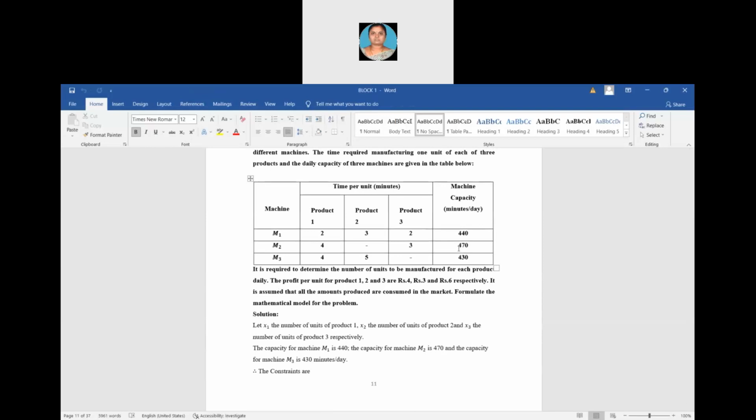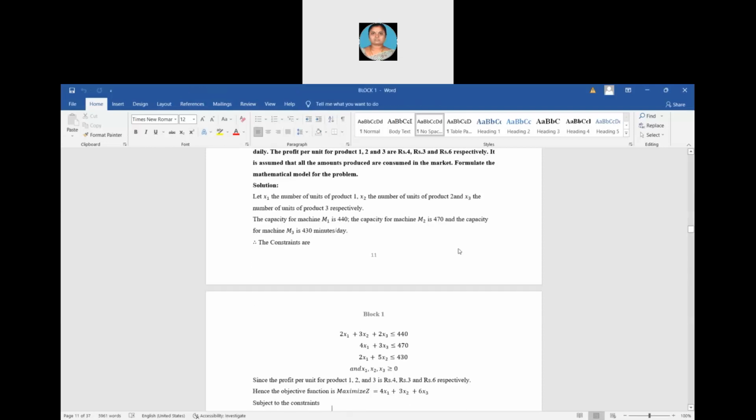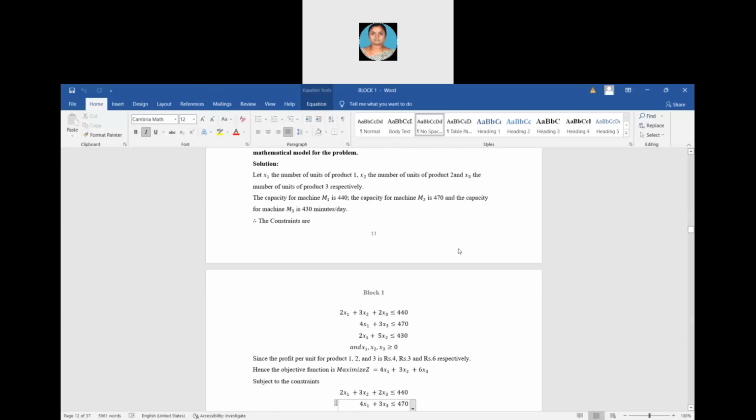If you have product 4, how many variables will you have? x1, x2, x3, and x4. So according to your given data, you can frame the decision variables by yourself, and the conditions you can fix from the data itself. And for the objective, you have to see what question they have asked. So this is the mathematical formulation of the linear programming problem.